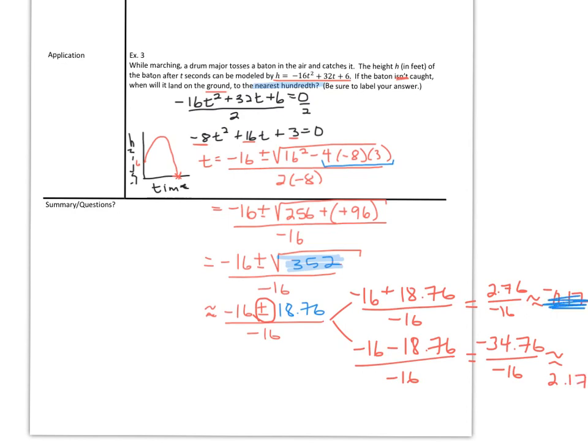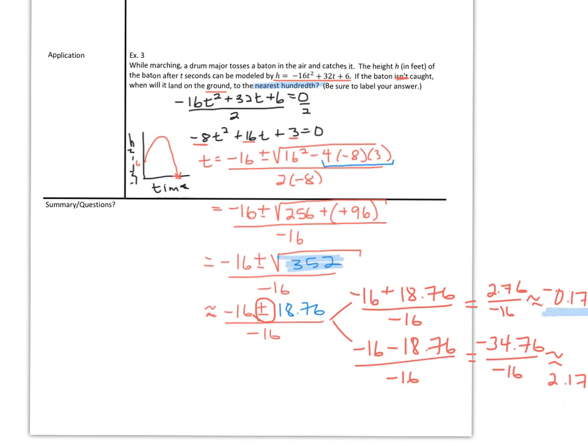A negative answer. Whoops, I don't know why I scribbled that out. Sorry. Let's try that again. Sorry, I'm taking so much time up doing that. I didn't mean to scribble that out. Negative 0.17 or 2.17. I meant to grab the highlight option.